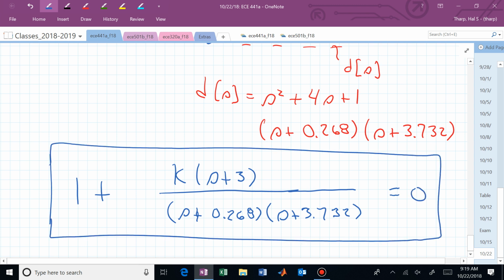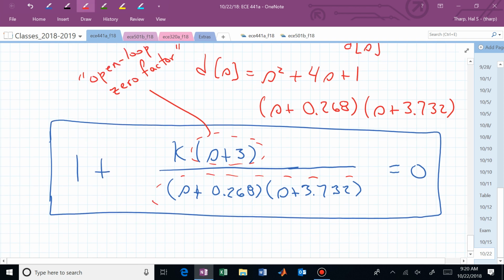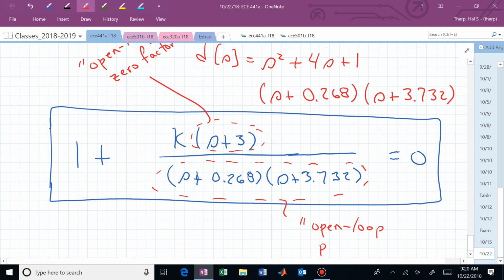There is our standard root locus structure, and we will call this factor the open loop zero factor. This is just the terminology that we will use when we are sketching the root locus. And this collection of factors will be the open loop pole factors. Just establishing terminology.